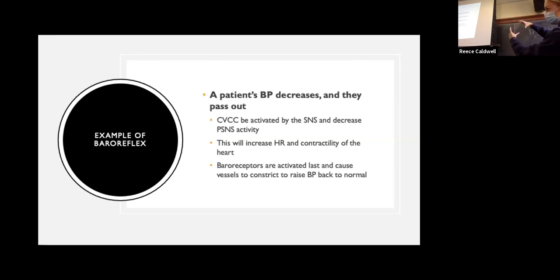And therefore, our SNS is going to pick up on that and say, okay, we don't have enough pressure in our vessels. We need to do something about this. So it'll activate that cardiovascular control center, increase heart rate, so increase pressure. And then those baroreceptors will cause the vasoconstriction of those vessels, which will shrink that space, and we'll start sending blood back to the heart quicker.